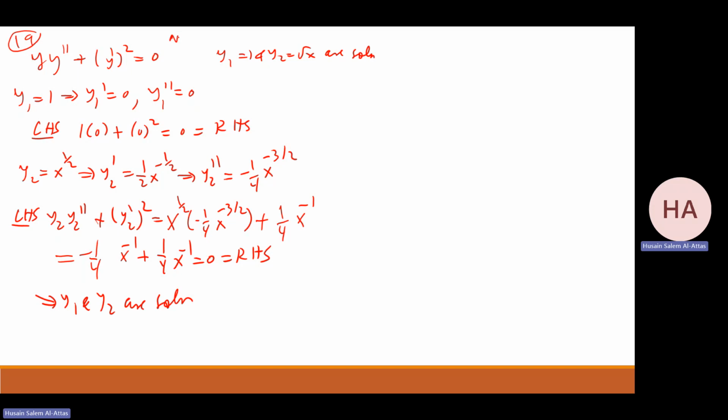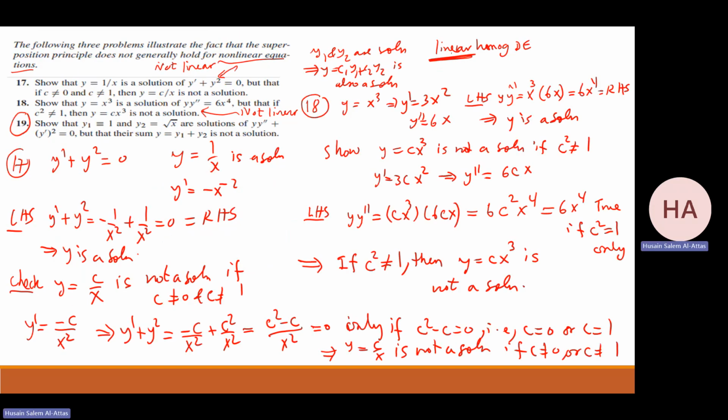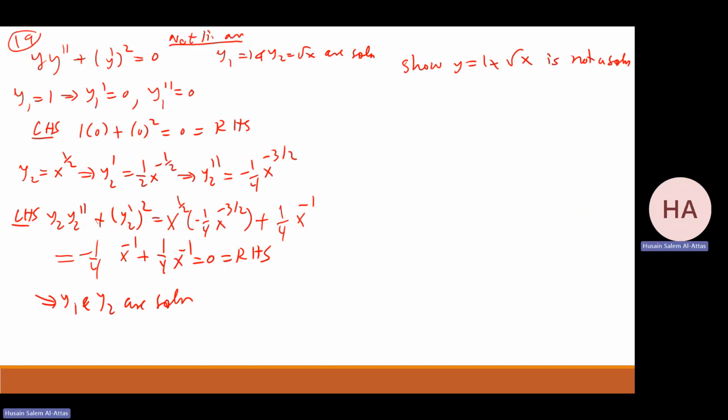This is not linear. So the claim now: show y equals 1 plus the square root of x is not a solution. So we cannot add only these two solutions. The superposition principle will not hold, and that's true because the condition of a linear differential equation is not met.